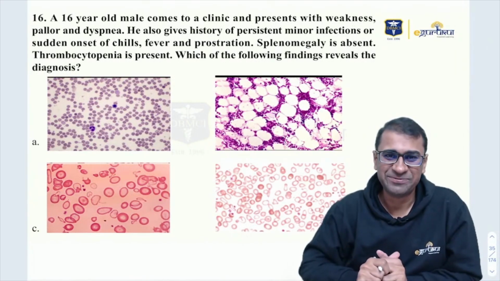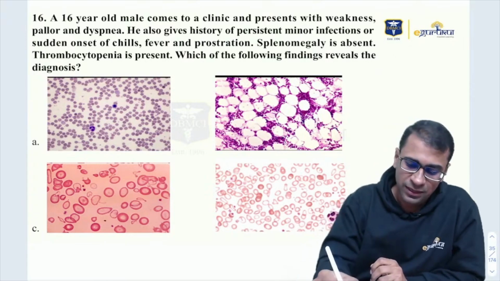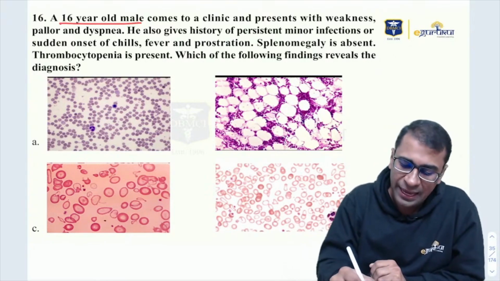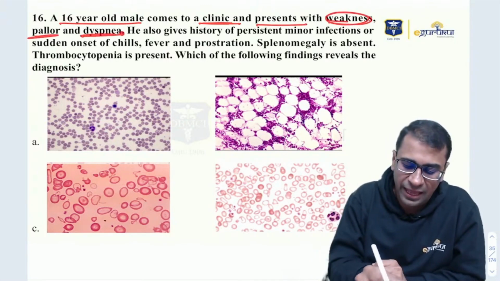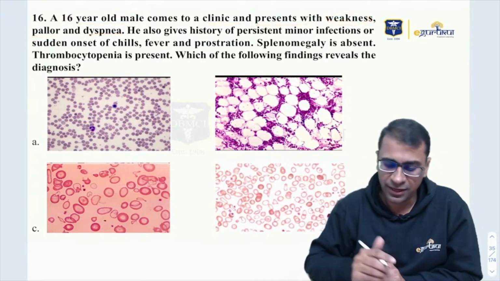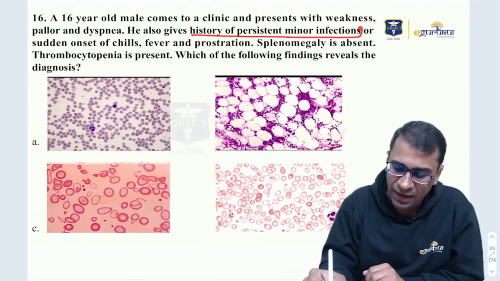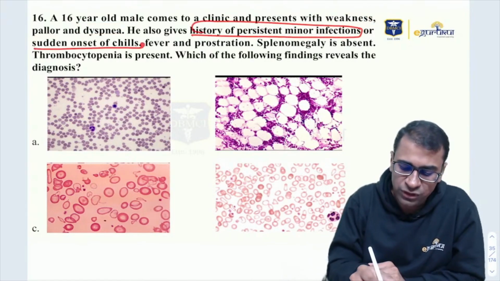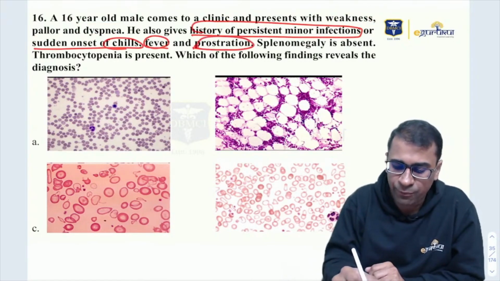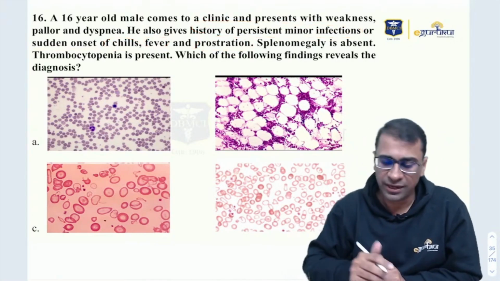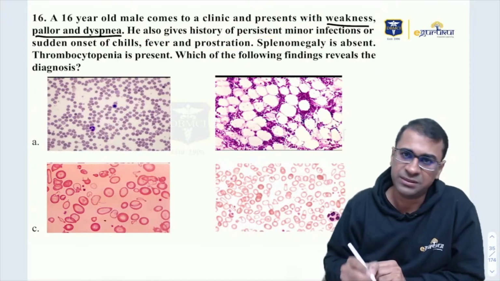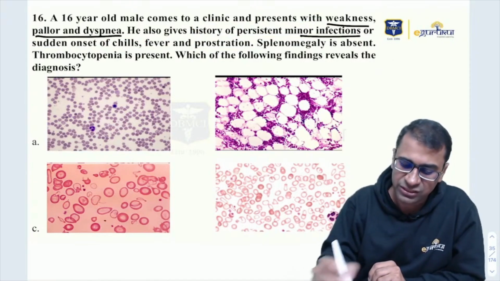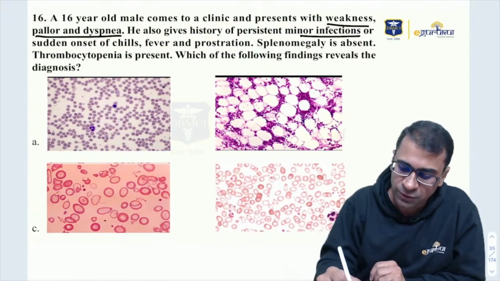Tough one, right? Read the question. A 16-year-old boy has come to the clinic and presents with weakness, pallor, and dyspnea. He gives a history of minor infections and sudden onset of chills, fever, and prostrations. So what do you get in the history? You get weakness, pallor and dyspnea. That means he has anemia, he has infection, and splenomegaly is absent.